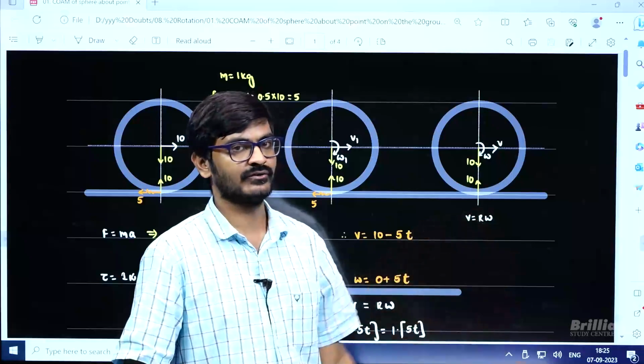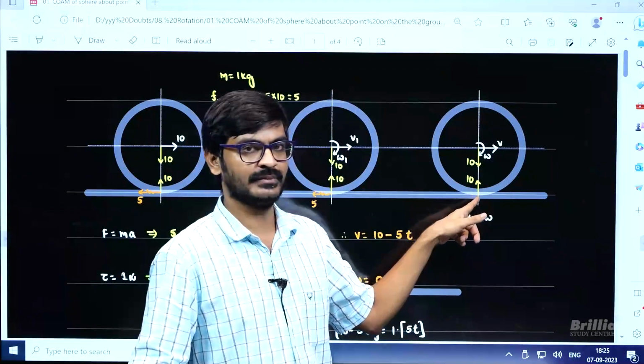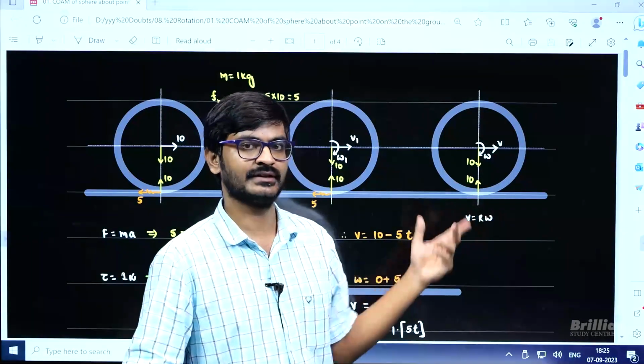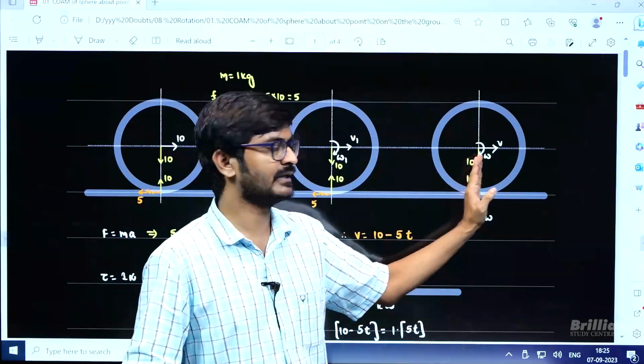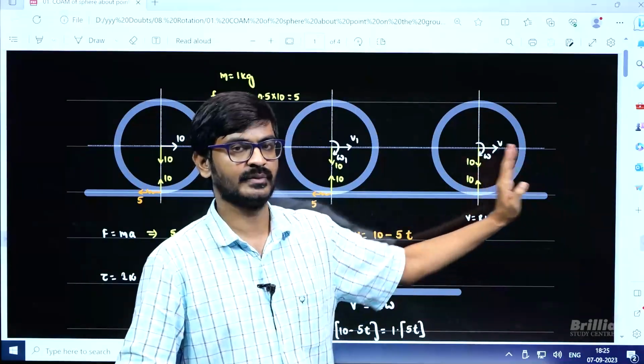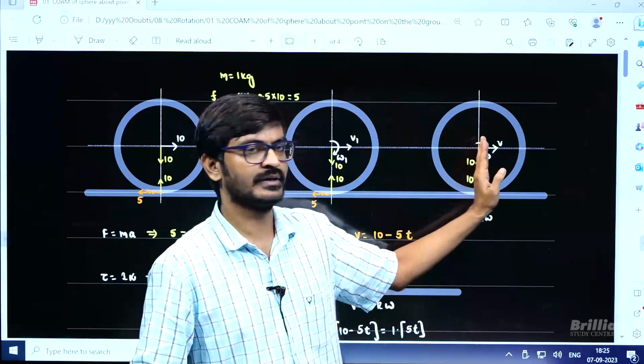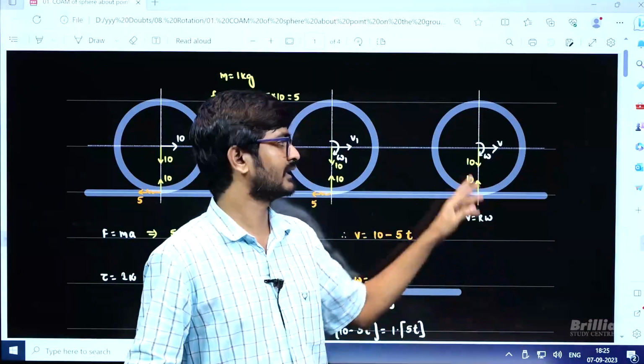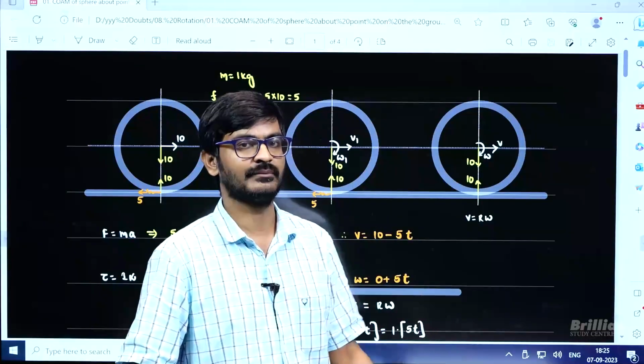Now if they become equal, what will happen? There won't be any slipping here, so pure rolling will happen, then friction will disappear. After this moment there won't be any friction. You can see after this moment velocity is going to be constant. So let us find what that velocity is and at what time it will happen, right?